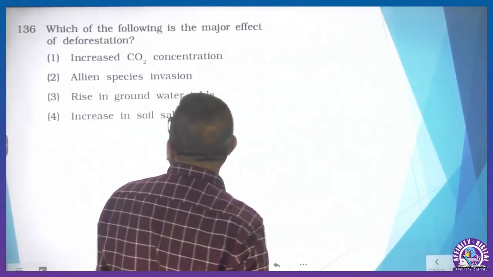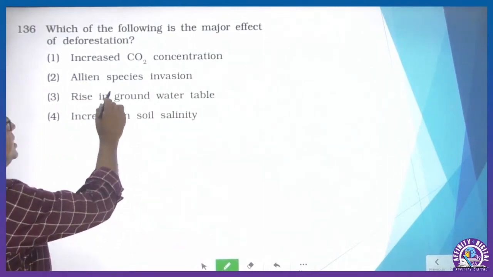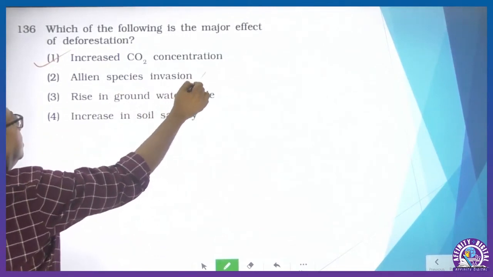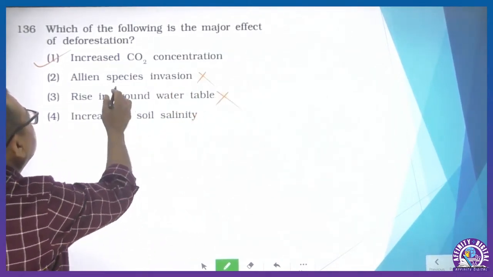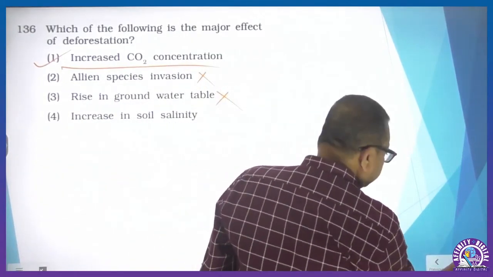Next question, moving on to the next question. Which of the following is the major effect of deforestation? Increase in carbon dioxide concentration, this is correct. Alien species, no. Rise in groundwater, not at all. Increase in soil, no. So what is the major effect? Increase in carbon dioxide concentration. Answer is option number 1.